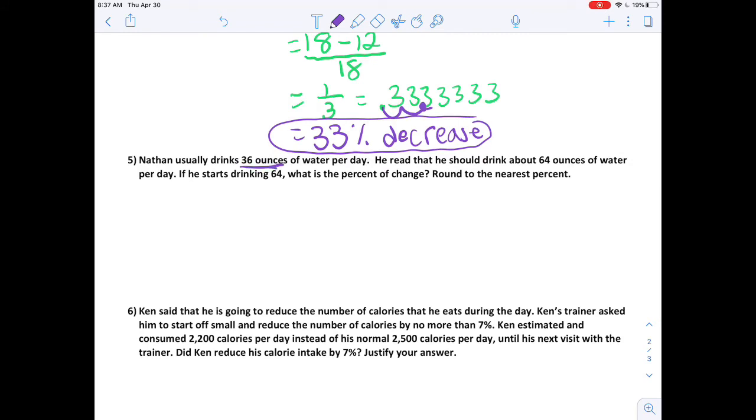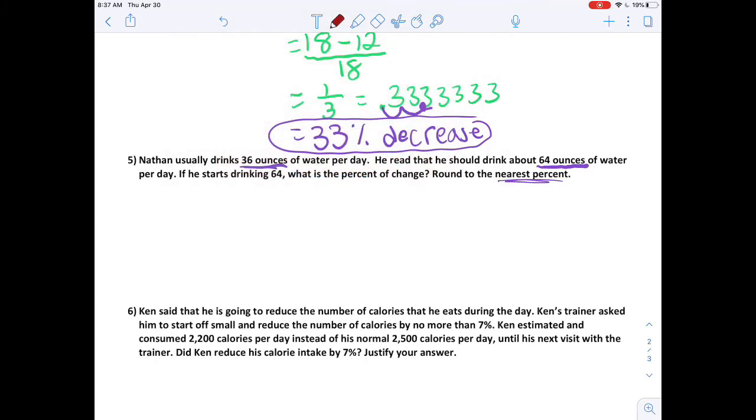Nathan usually drinks 36 ounces of water per day. He read that he should drink 64 ounces of water per day. If he starts drinking 64 ounces, what is the percent of change? Round to the nearest percent.